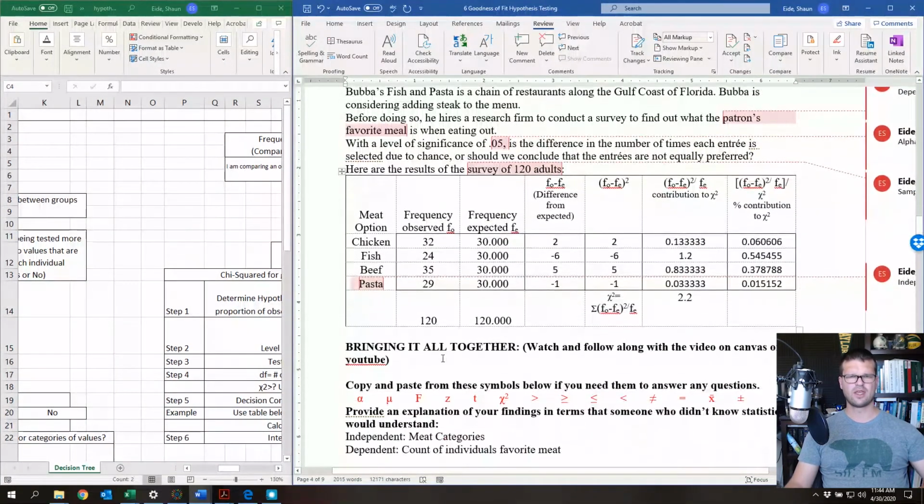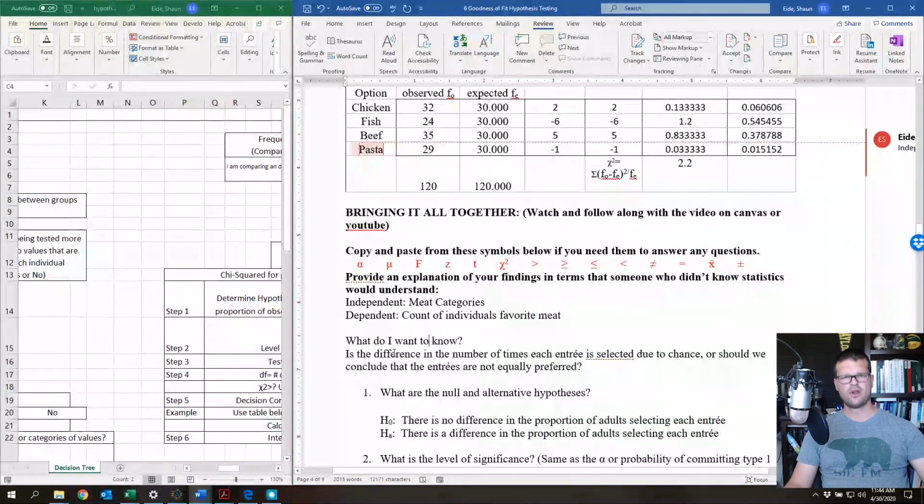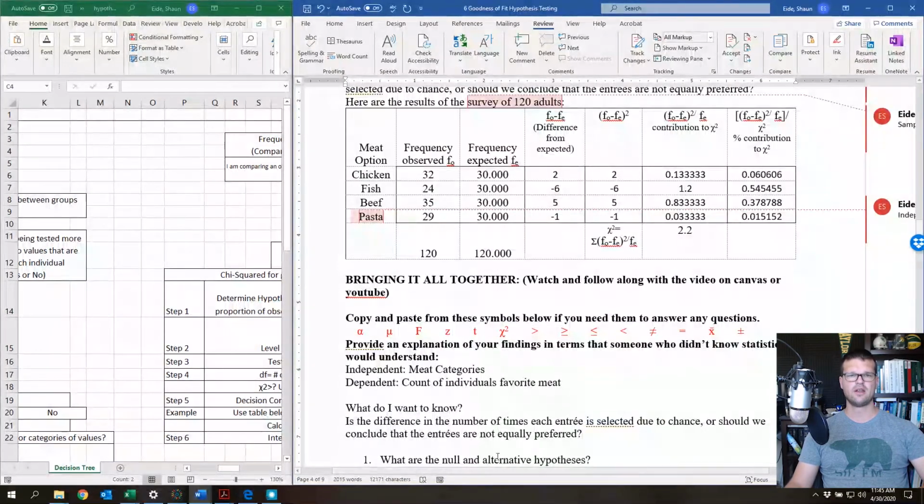So the next question that I have is, what are we looking at? What is it that I want to know? I want to know: is the difference in the number of times each entree is selected due to chance, or should we conclude that the entrees are not equally preferred? It literally says that right there. Basically, I'm comparing these frequencies. Is the difference in these frequencies due to chance, or is everything equally preferred?